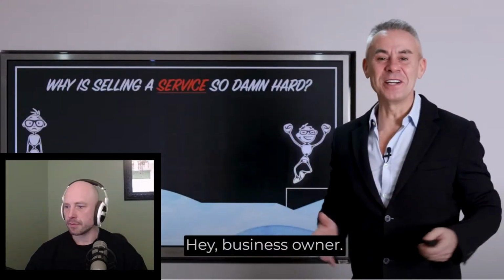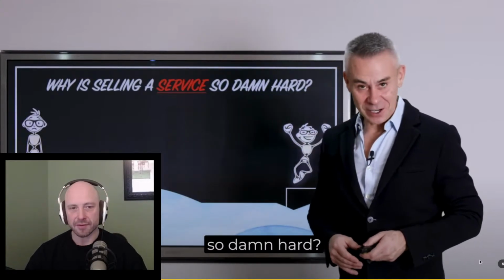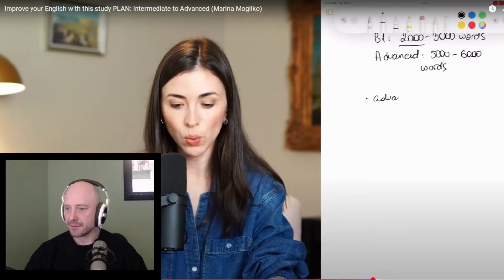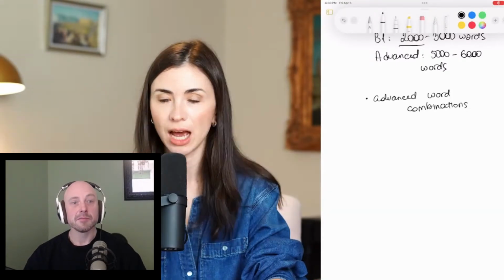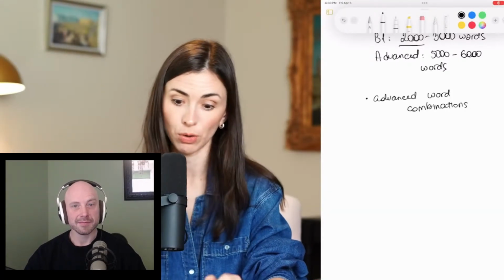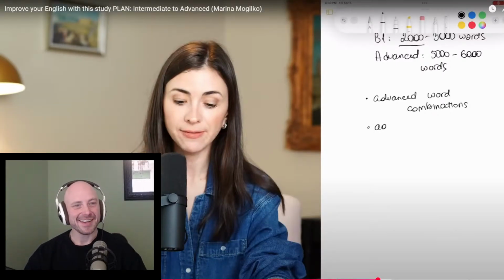Other traits of advanced English language students' vocabulary. Word combinations like a surge of anger, heavy rain, volcanic eruption. She calls them word combinations. So this is what I would call collocations or phrases, and these are critical.